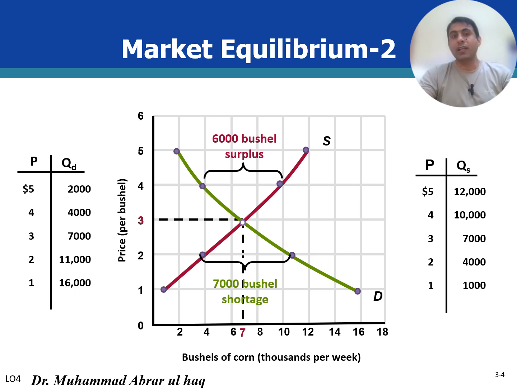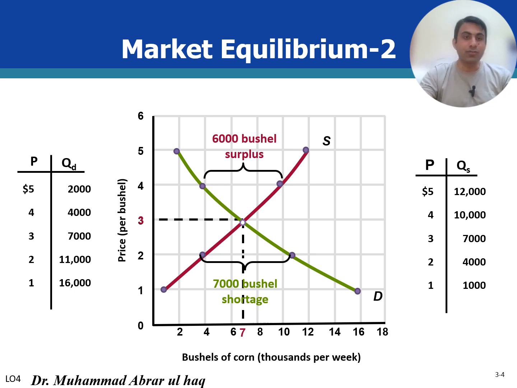Conversely, when the price of corn exceeds the market equilibrium level, such as $4 per bushel, there is excess supply because the producers are supplying more corn than the consumers are willing to buy at that higher price level. That's creating a surplus. This surplus prompts the sellers to lower their prices to attract more buyers, causing the price to decrease.